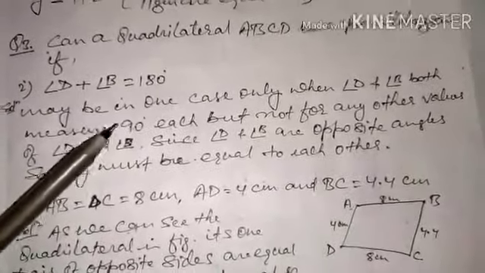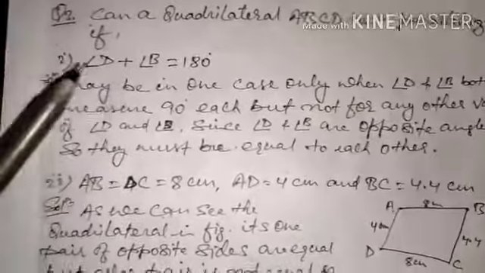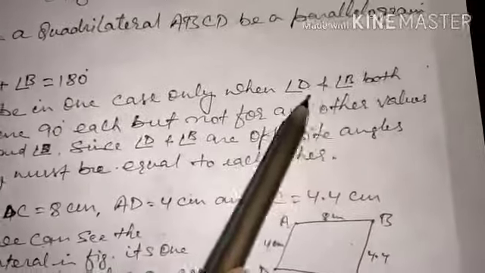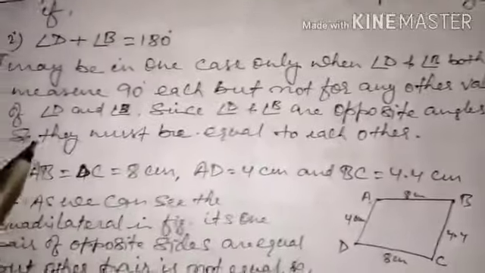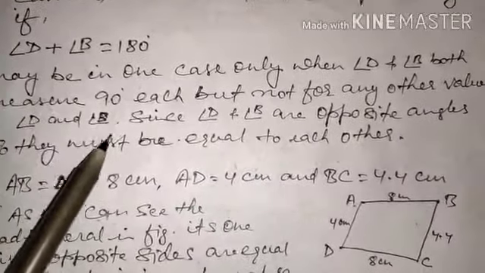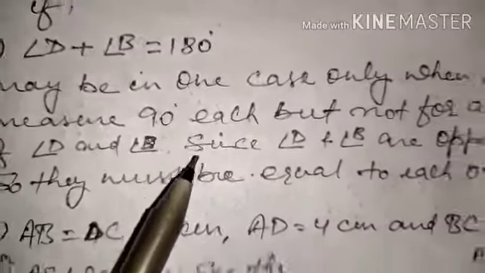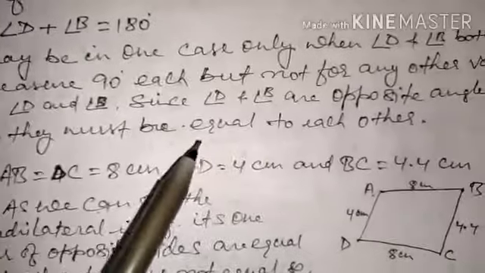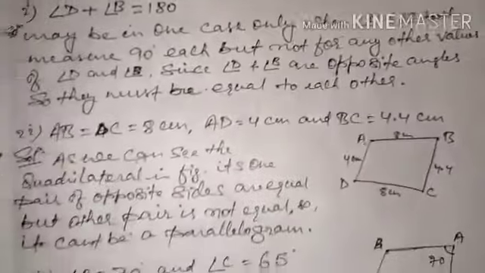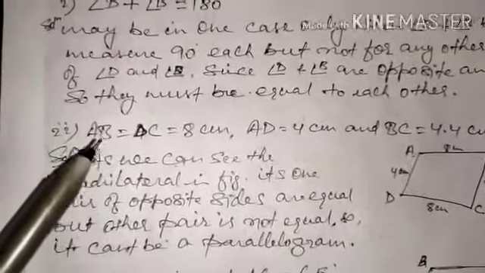So only in one case it is possible, so that is what I have written: maybe in one case only, when angle D and angle B both measure 90 degrees each, but not for any other values of angle D and angle B. Since angle D and angle B are opposite angles, they must be equal to each other. Okay, so now moving on to another case.